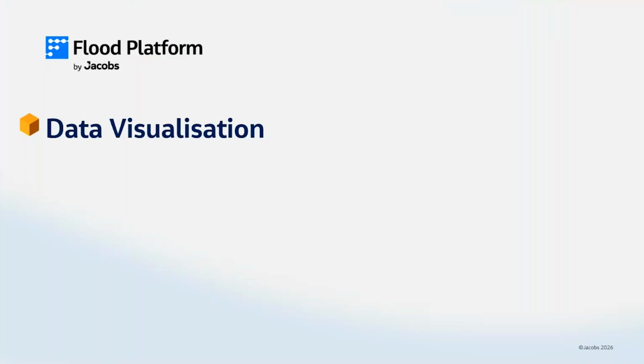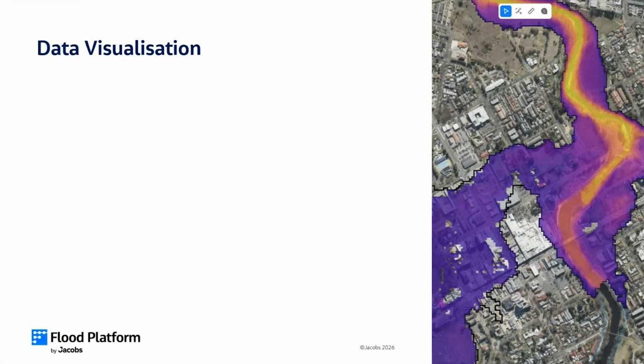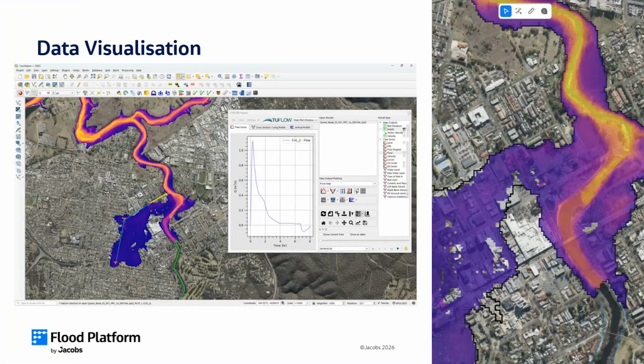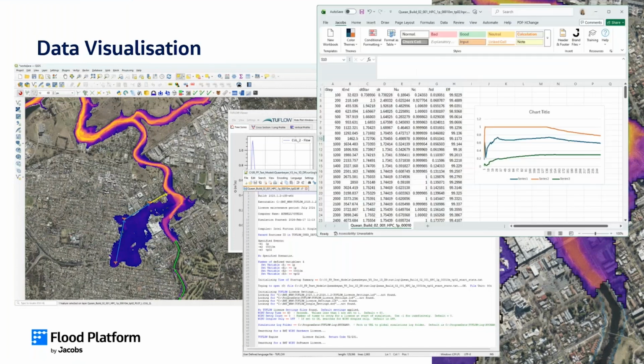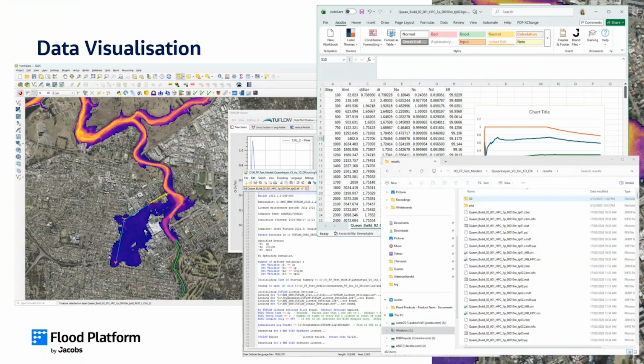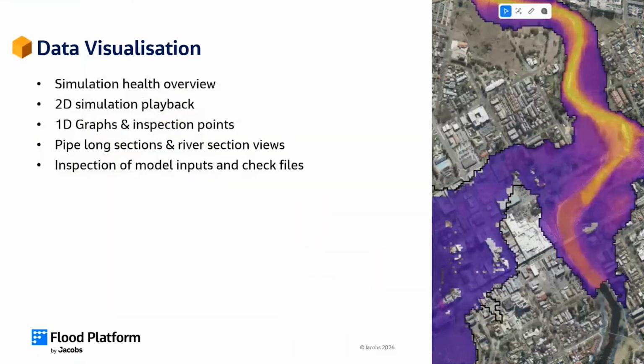Shifting to data visualization. How many of you have seen this setup before? You've got your QGIS, you've got Notepad++, you've got Excel, you've got the File Explorer open, you've got all this open to just view one set of results and outputs from one simulation. We've tried to simplify that. So what we'll do is we'll go back into Flood Platform now.